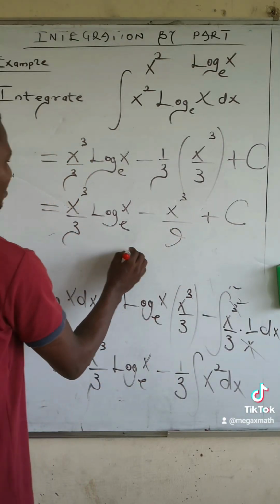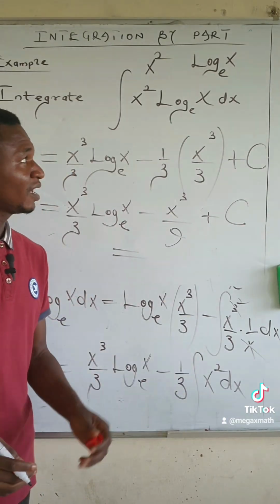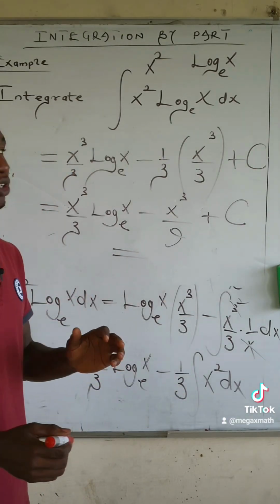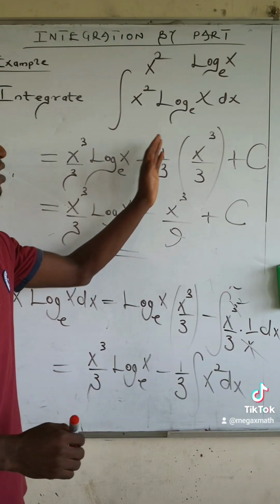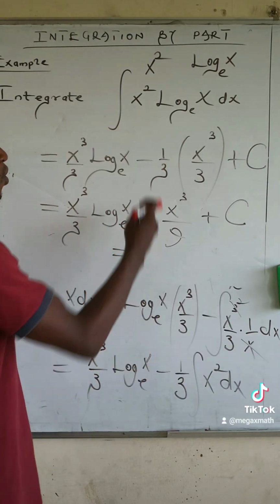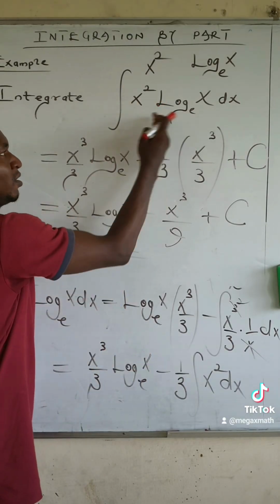So this is the answer, and that is how you can apply integration by parts to find the integral of the product of two given functions.